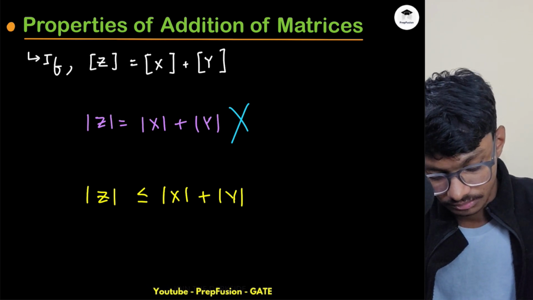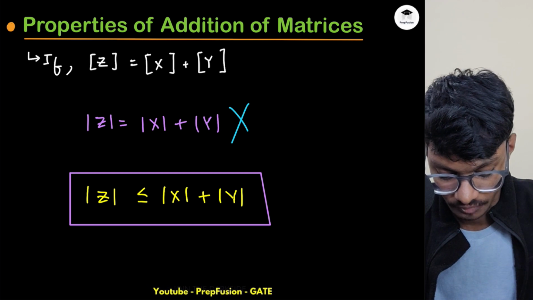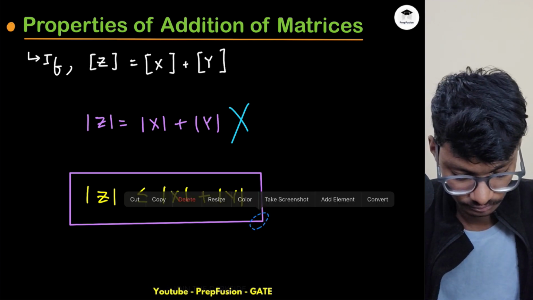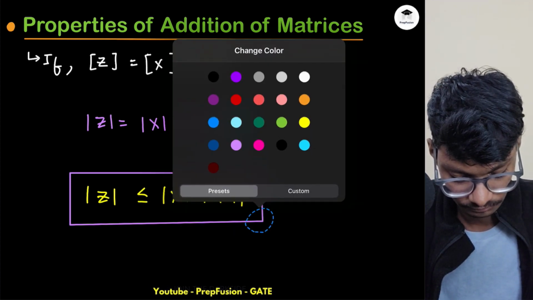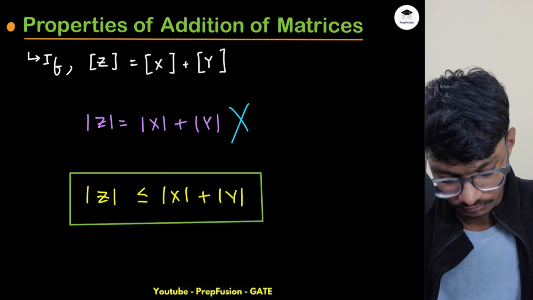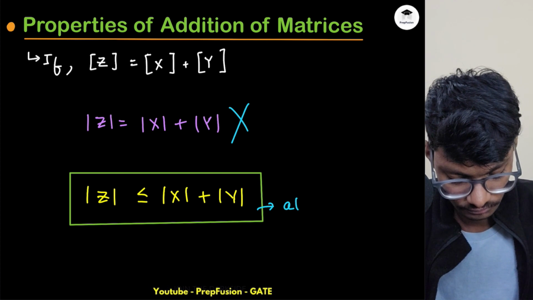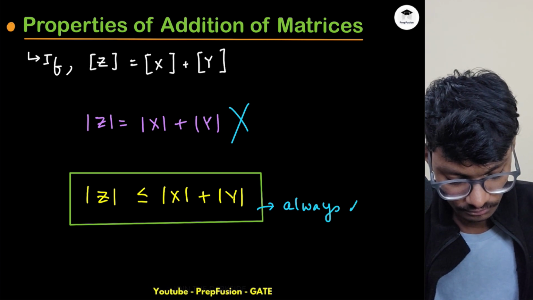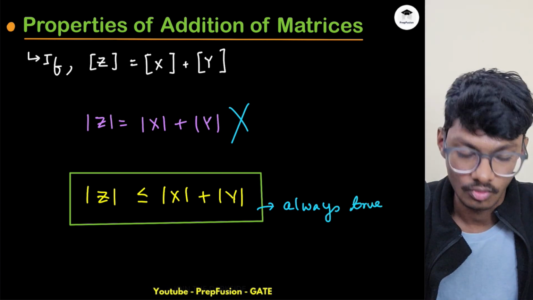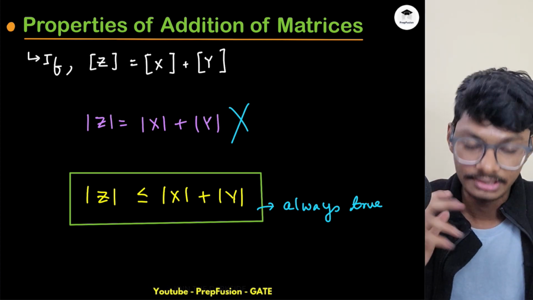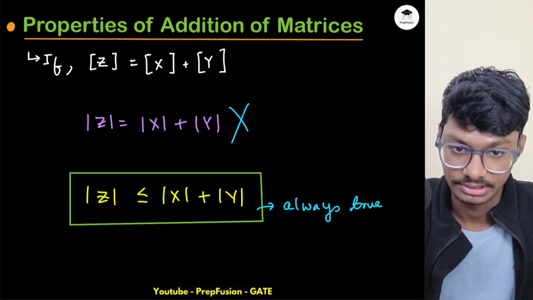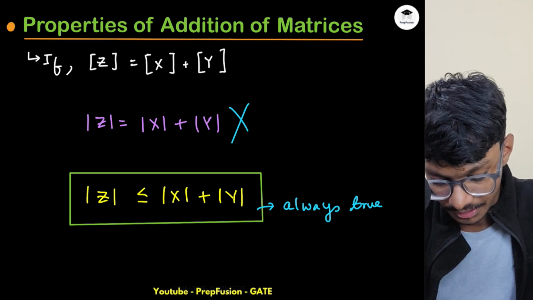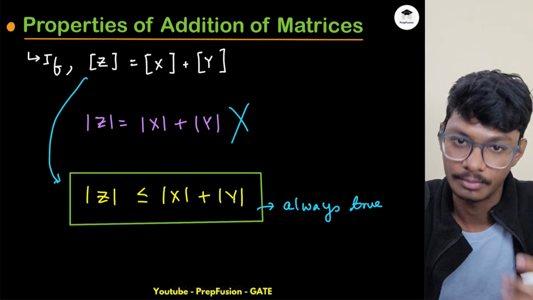Okay, so this is always true. Basically, how can you remember this? This is a basic thing I have to remember. So how can you remember this? If we have two, like the relationship is like this, then the determinant rule has to follow this.